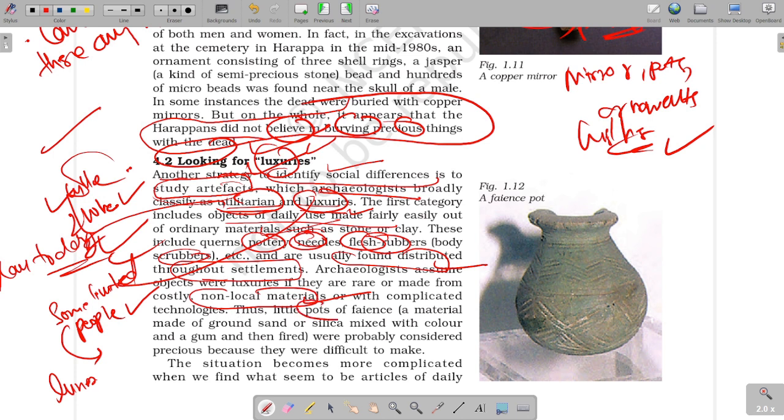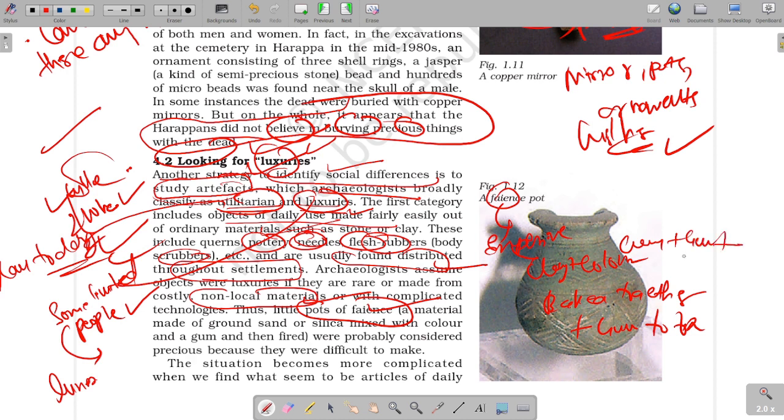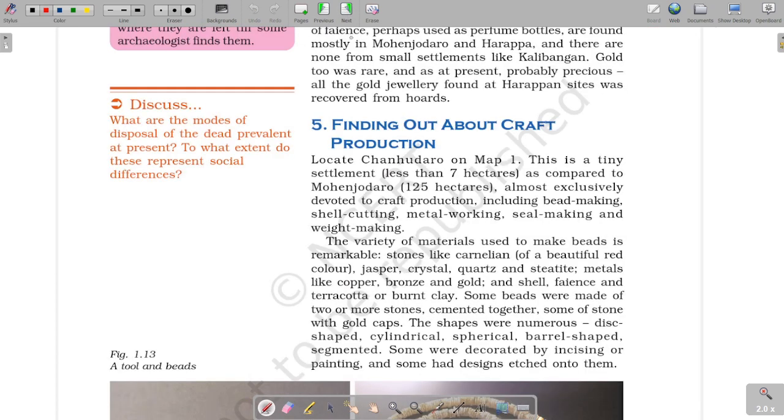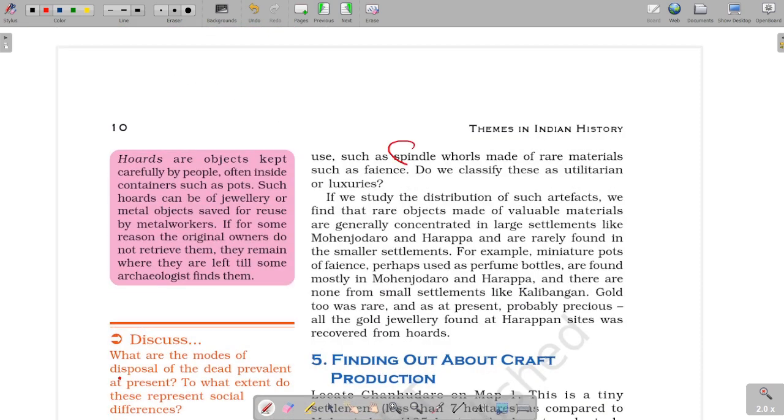So little pots, such as faience, are an example of an expensive material, made up of clay plus color baked together, plus gum to fix them. Clay here means sand or silica. These were fixed together with gum and color and baked to make a faience pot. This was a luxury during that time. Now we see that the spindle holes were made of rare materials such as faience.